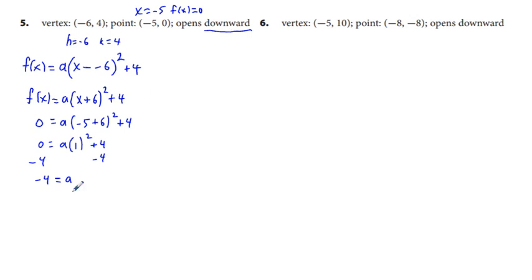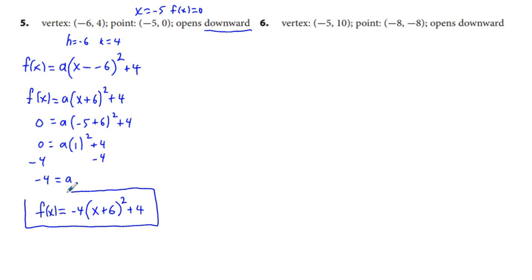And we're opening downward. So what is our equation? Well, we're going to have f of x equals a, which is -4, times x plus 6 squared plus 4. And this would give us our function in vertex form.